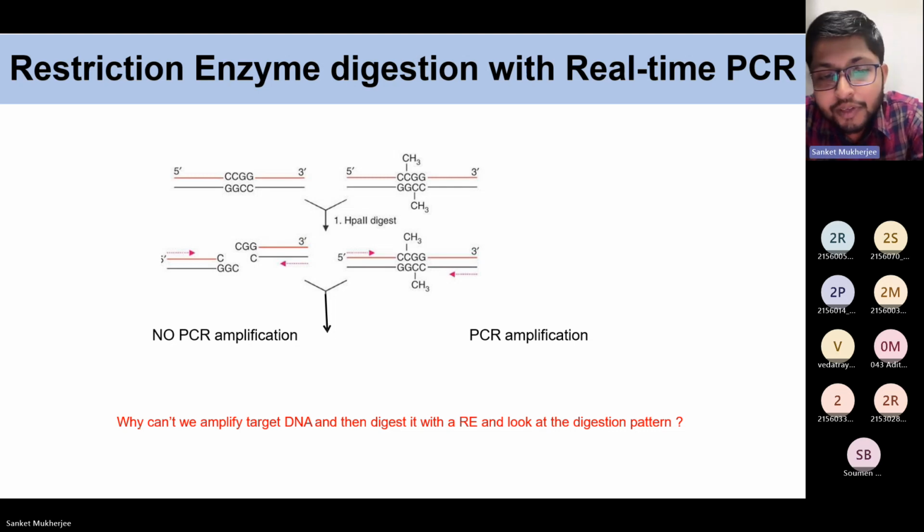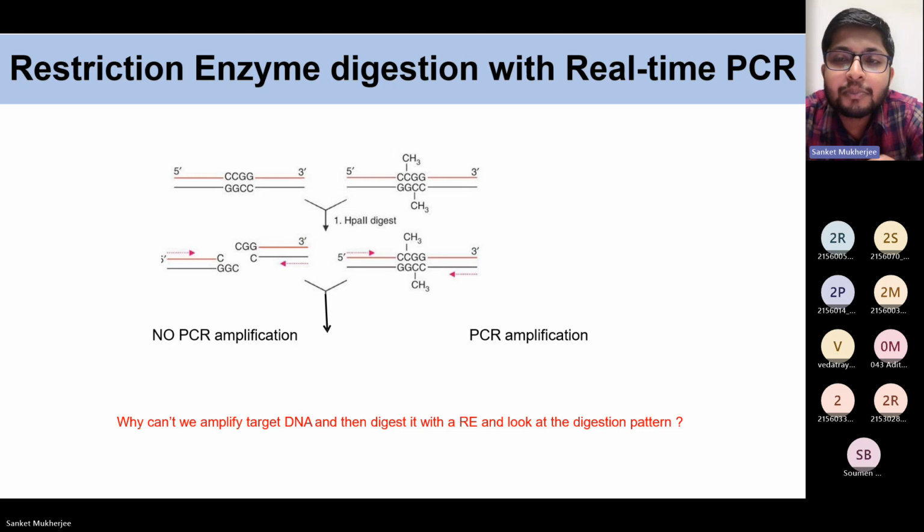Okay, so why can't we amplify target DNA and then digest it with restriction enzyme and look at the digestion pattern? That is the question which has been asked here. What would happen if I start amplification from here? Because we don't know whether the methylation is present or not, and if methylation is not present, then that will be a problem, I guess.